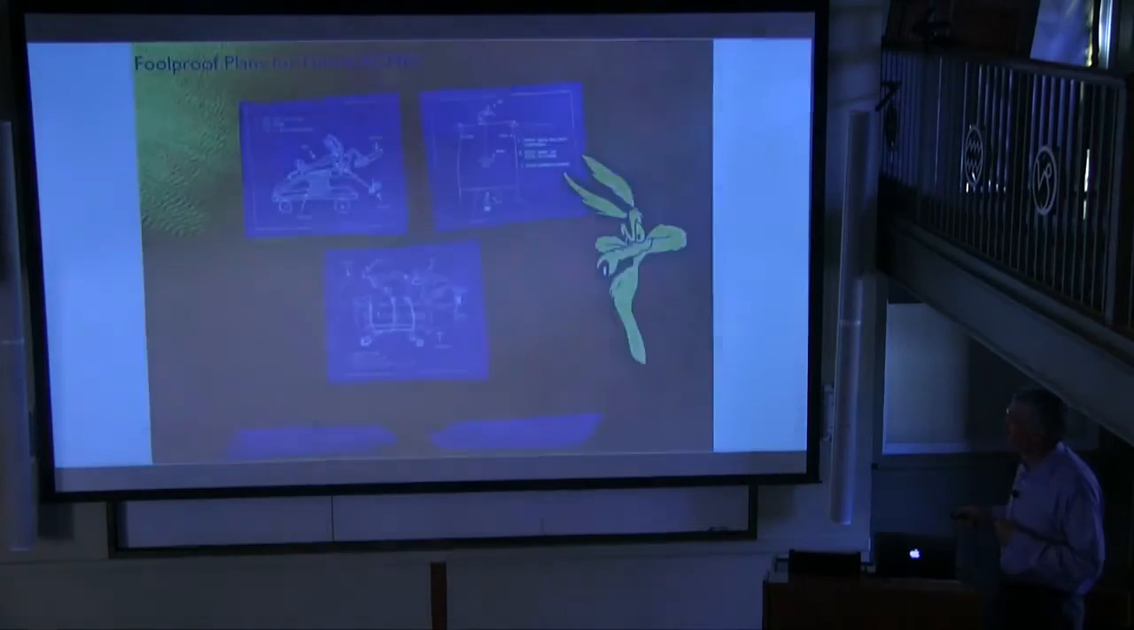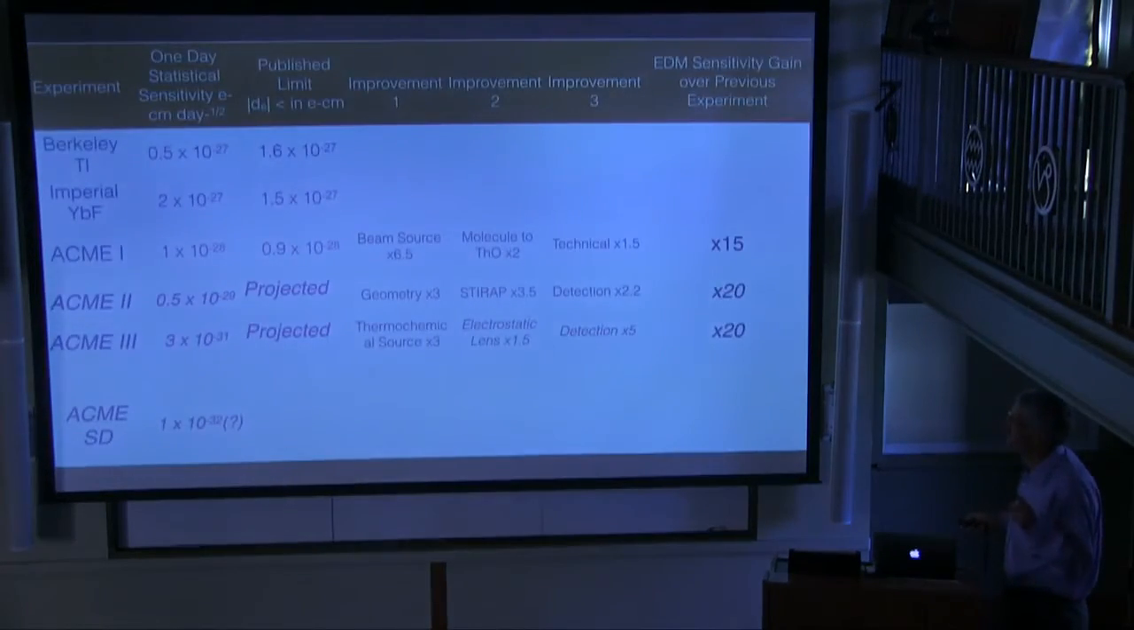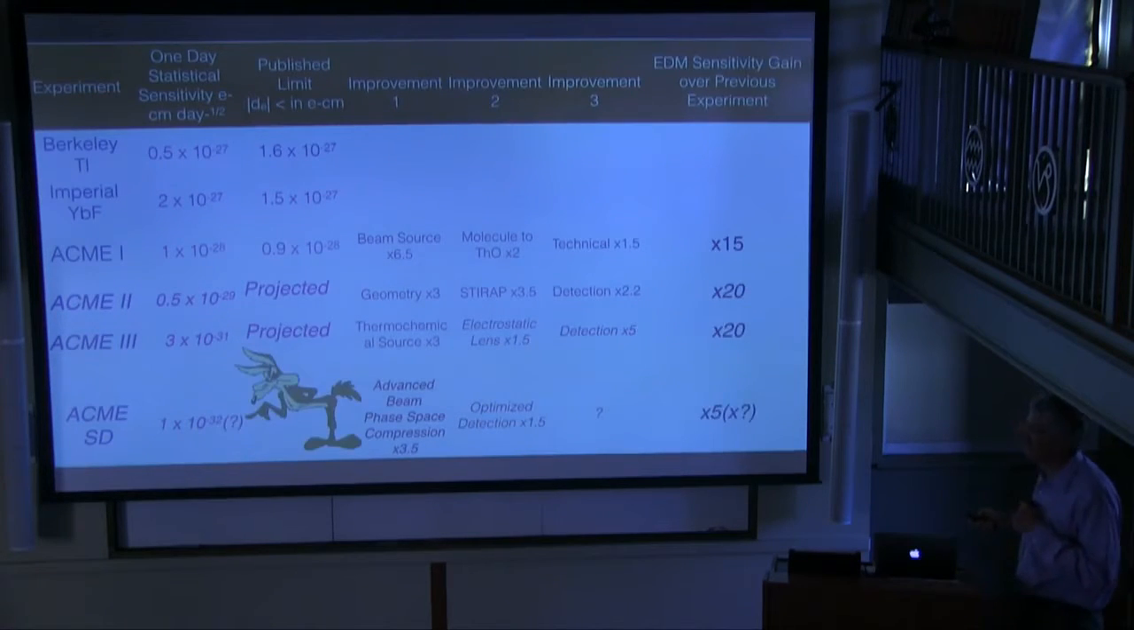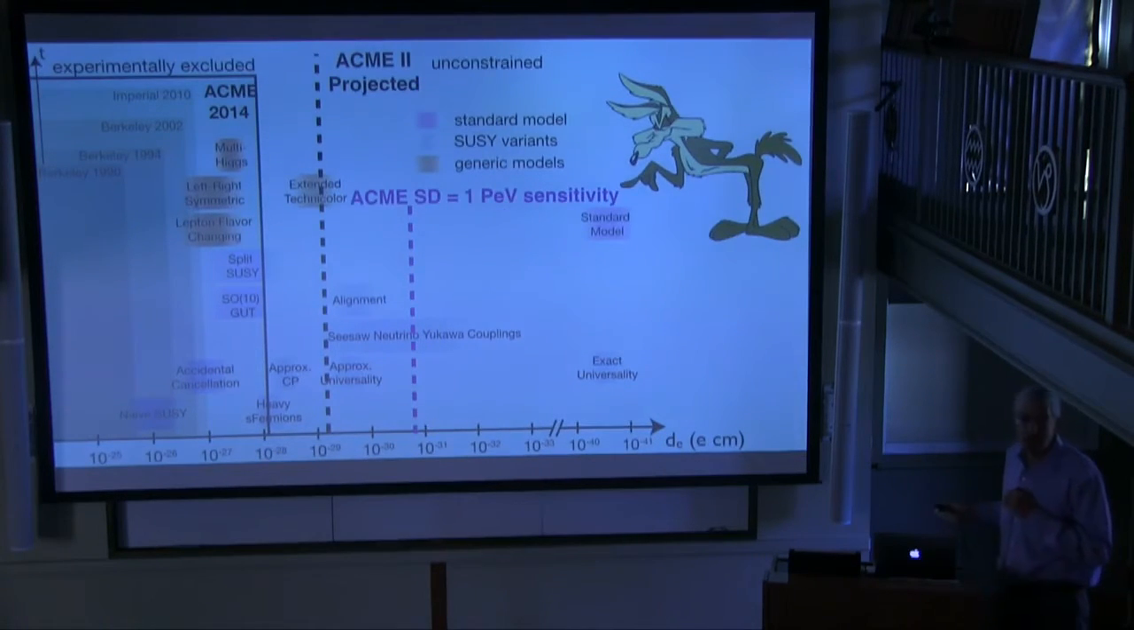All right, you ready? Foolproof plans for future ACMEs. So ACME SD: advanced space-based compression, optimized detection, who knows what else. Ha ha ha. So there he is, the ACME super duper projected. If you make some kind of approach where you're fully molecule shot noise instead of photon shot noise, you end up there. And that truly is 1 PeV sensitivity, and very broadly.